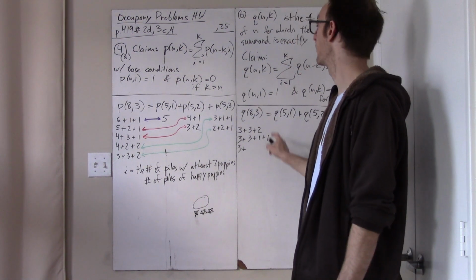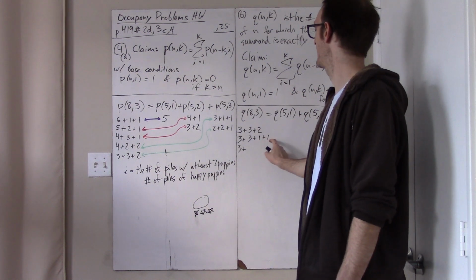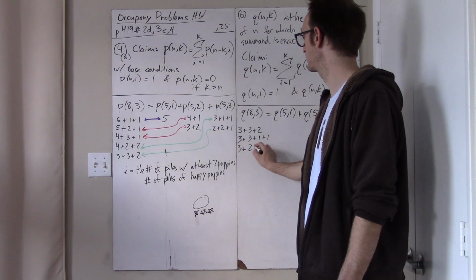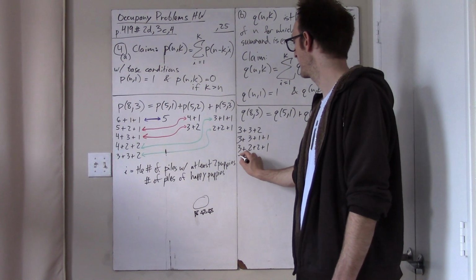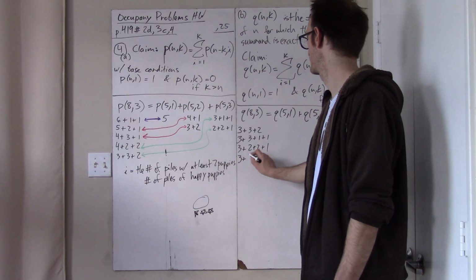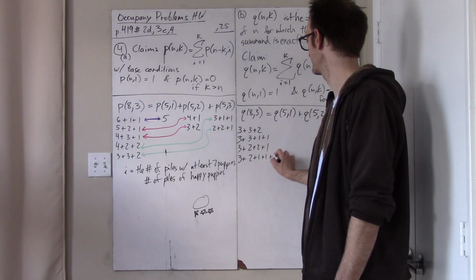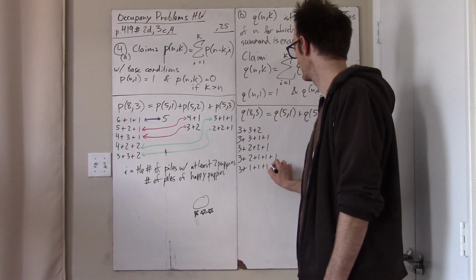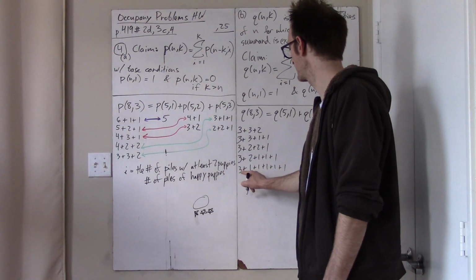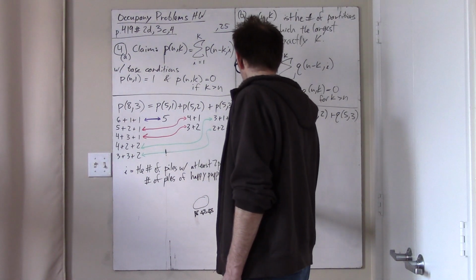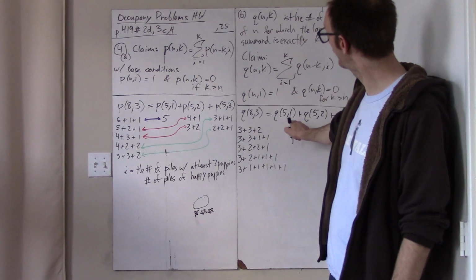So, well, almost. So 3 plus 2, 3 plus 1 plus 1, let's just keep going. 3 plus 2 plus 2 plus 1, 3 plus 2 plus 1 plus 1 plus 1, and 3 plus 1 plus 1 plus 1 plus 1 plus 1. I think those are the 5. Yeah. Okay. And now, what's Q51?